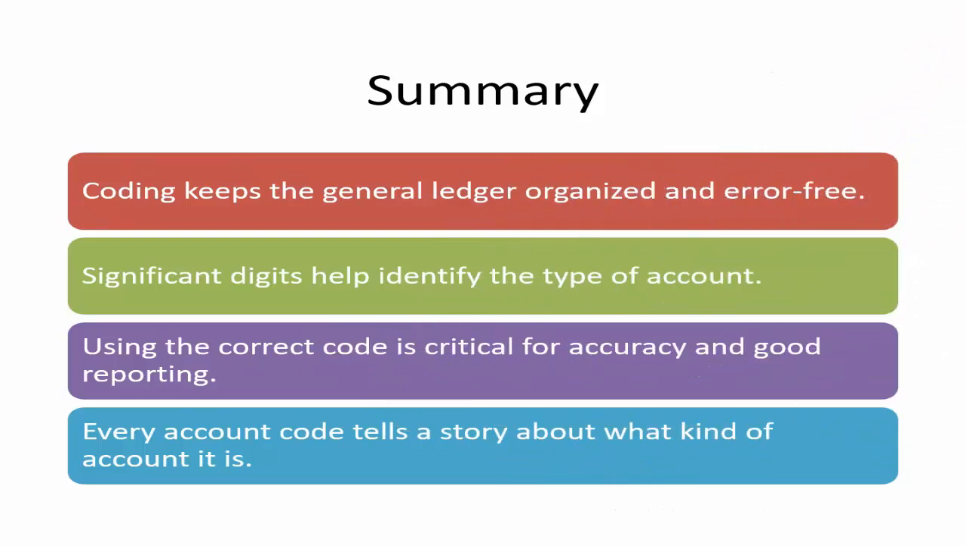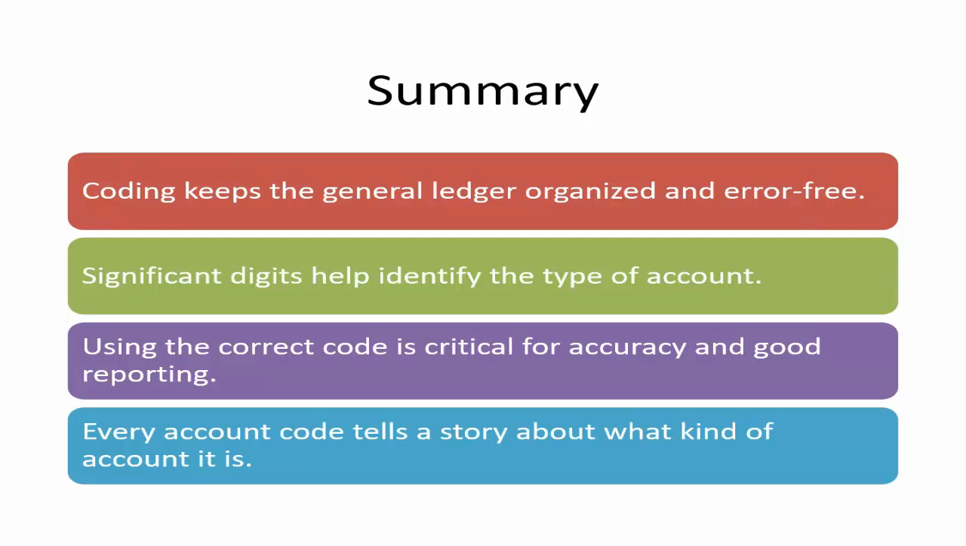Let's review what we learned today. Before we end the lesson, let's quickly go over what you've learned. The general ledger is the main book where all financial information is recorded. Every account in the ledger is given a code. This is like its name or ID. These codes help us identify accounts quickly and avoid mistakes. We use a system called significant digit coding, where the numbers in the code tell us what kind of account it is. Different starting digits mean different account types.